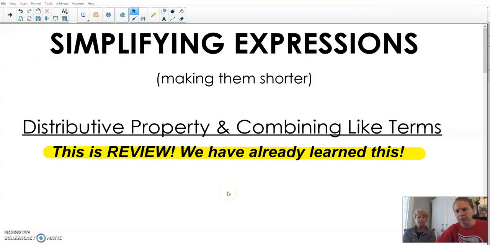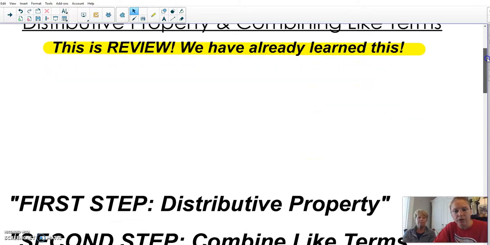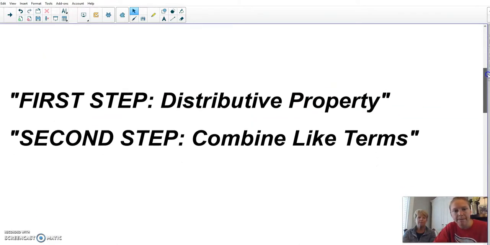So here's just a little bit of review. We're simplifying expressions. To simplify something is to make it shorter. So we're going to take an expression and make it shorter. Distributive property and combining like terms. Again, this is review. You've already learned it. For any parents who are watching, this might be new to you, like it is for my mother. So let's take a look at our first example.